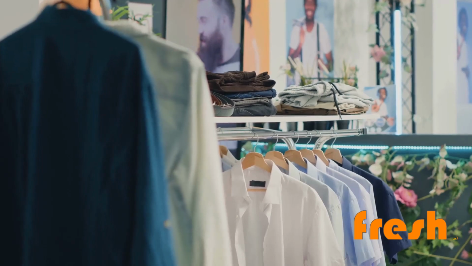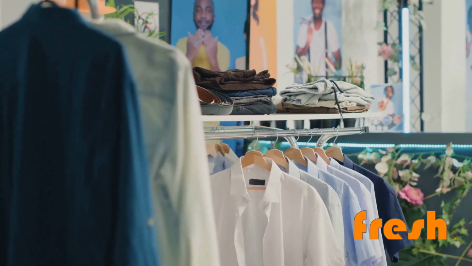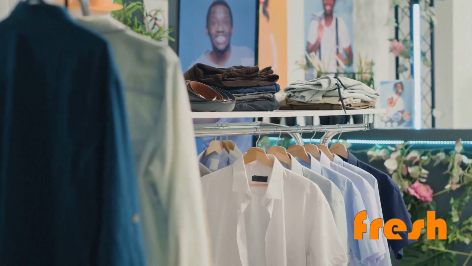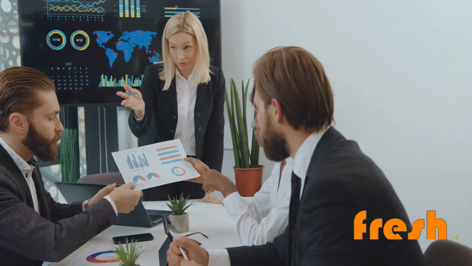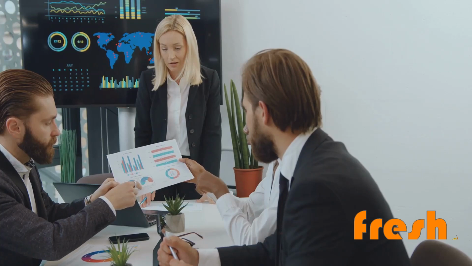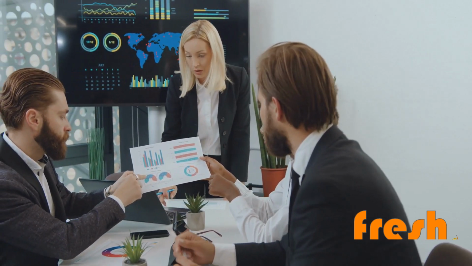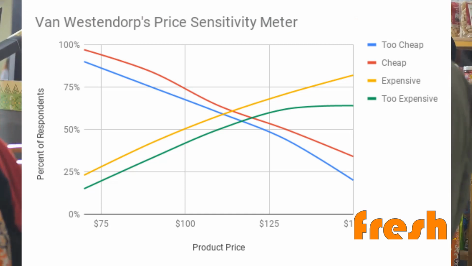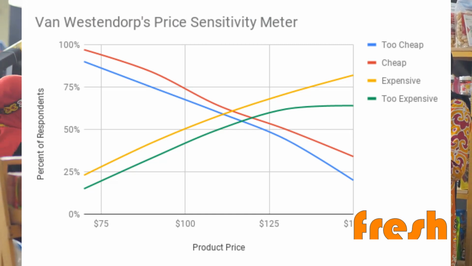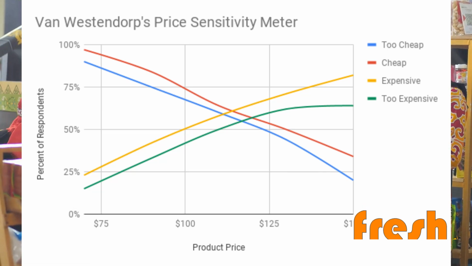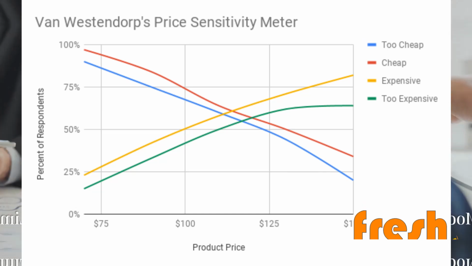In another example, a retail brand faced declining sales for a mid-tier product line. By applying the Van Westendorp model, they discovered that their prices were creeping into the too expensive territory for most of their target market. By adjusting their prices into the upper range of the bargain zone, they rejuvenated interest, leading to a notable sales recovery.